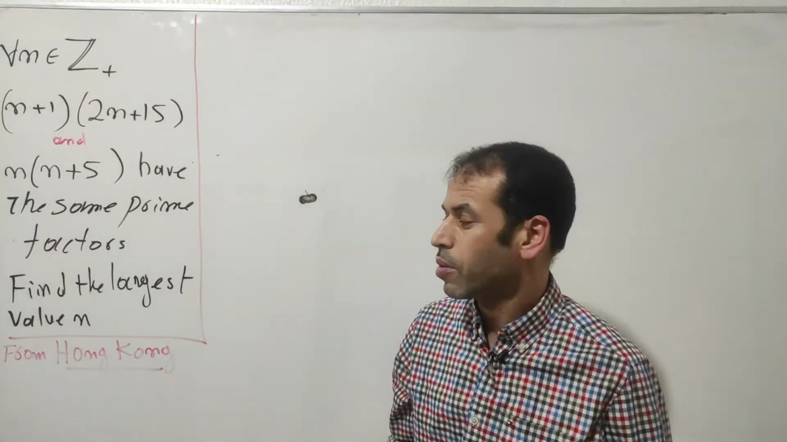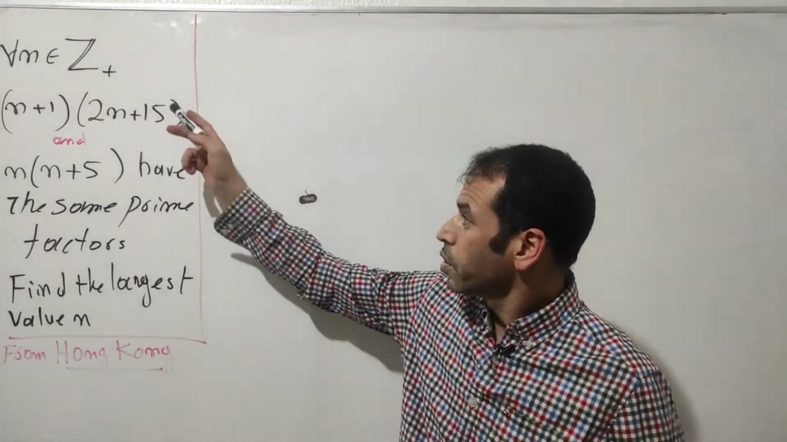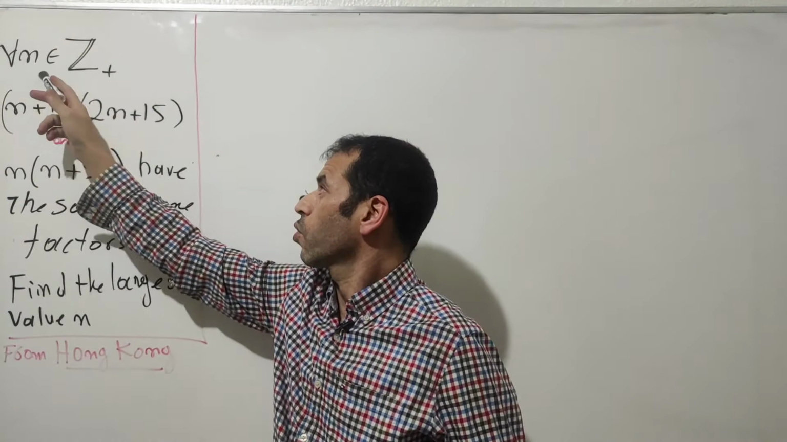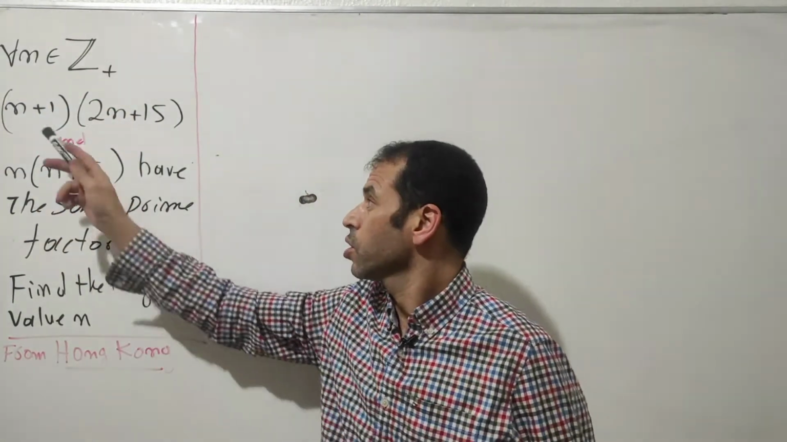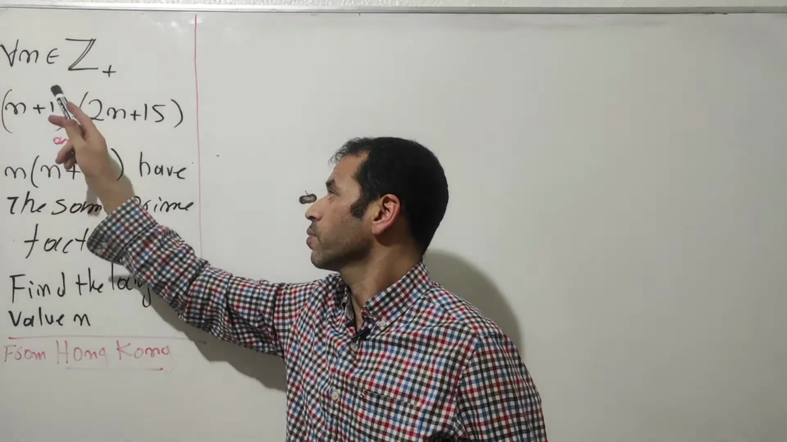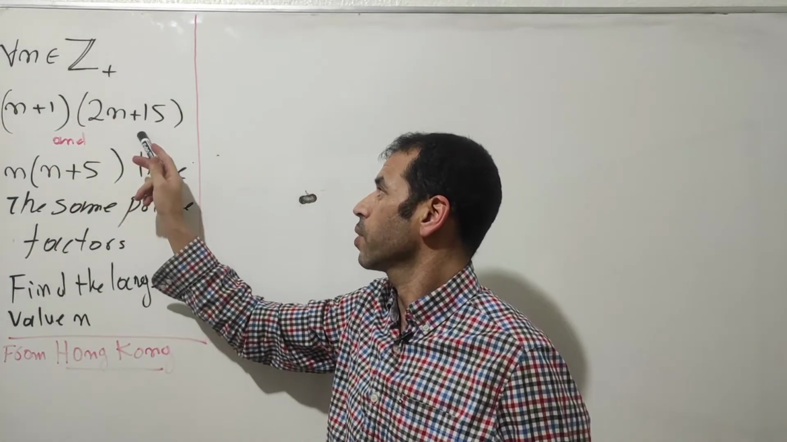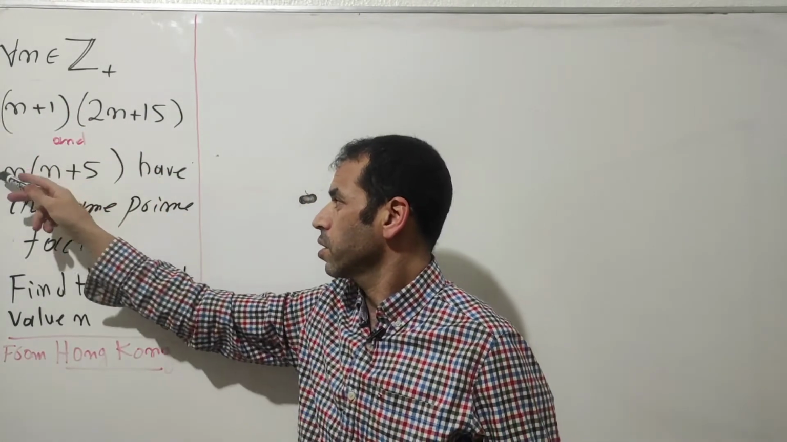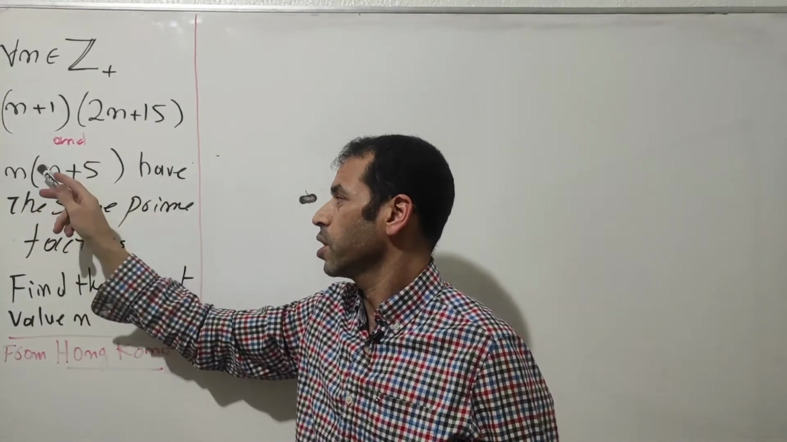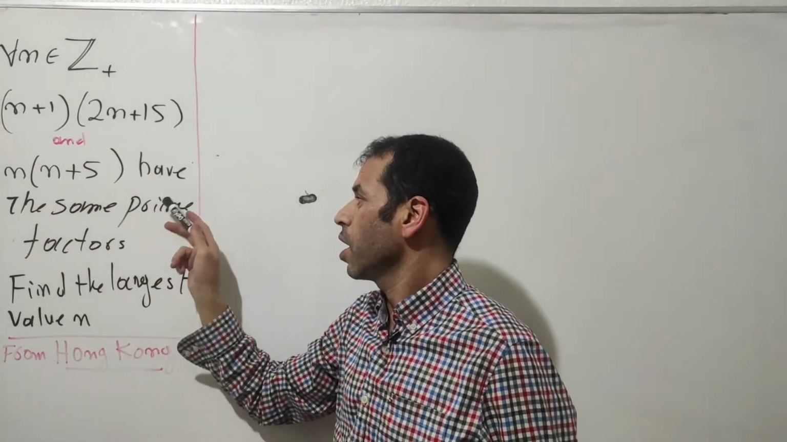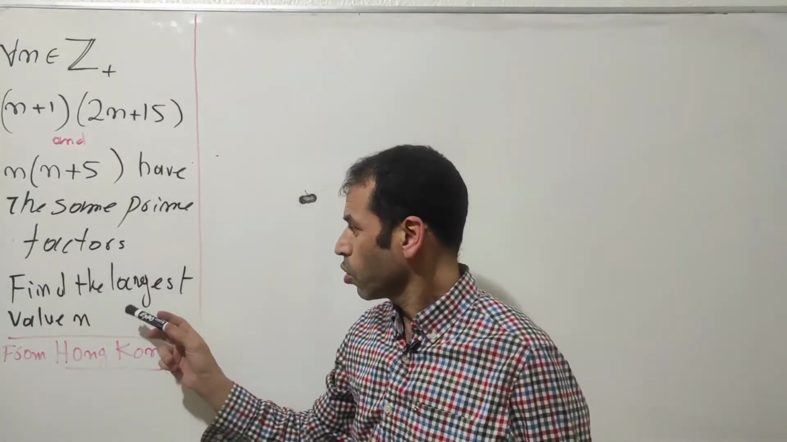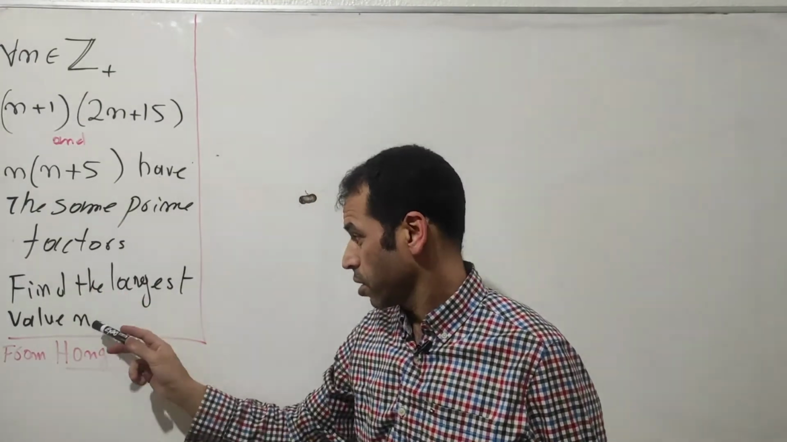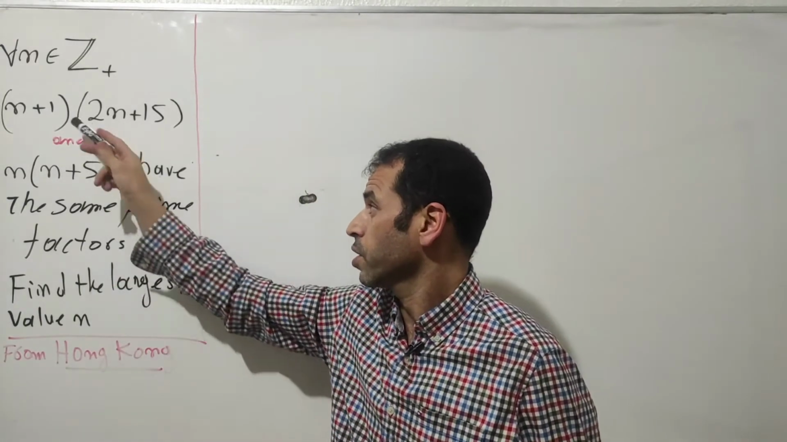Today's video is a nice problem coming from Hong Kong. We get this information: for all n a positive integer satisfying these conditions, the product (n plus 1) multiplied by (2n plus 15), and the second product, n multiplied by (n plus 5), have the same prime factors. The goal is to find the largest value of n satisfying this condition.